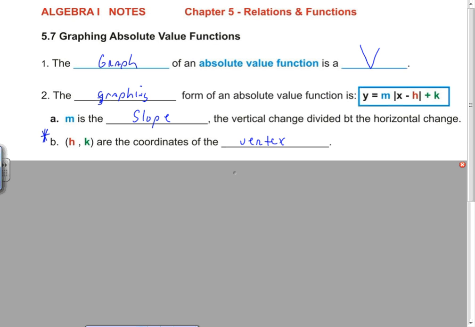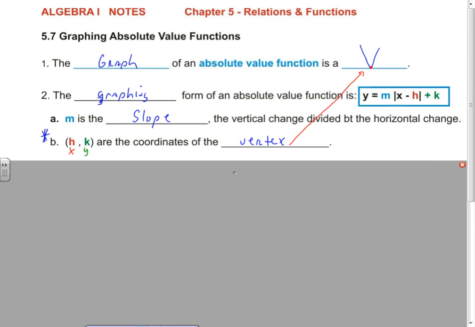You say, what is the vertex? Well, it's that point at the bottom of the V. Very important point. So h and k are the coordinates. And of course, in any ordered pair, the first coordinate is always the x, and the second one is the y. Not only that, the x is always the horizontal. By the way, h, horizontal. That should be pretty easy.